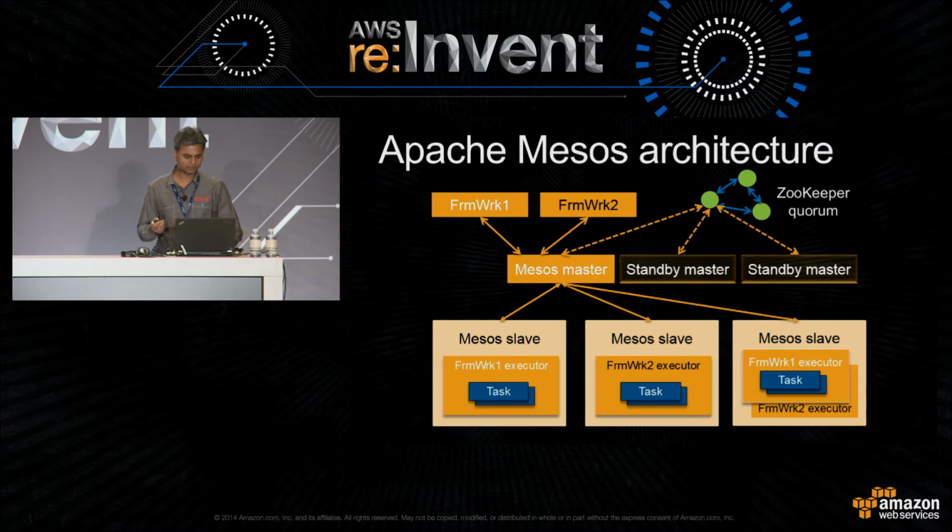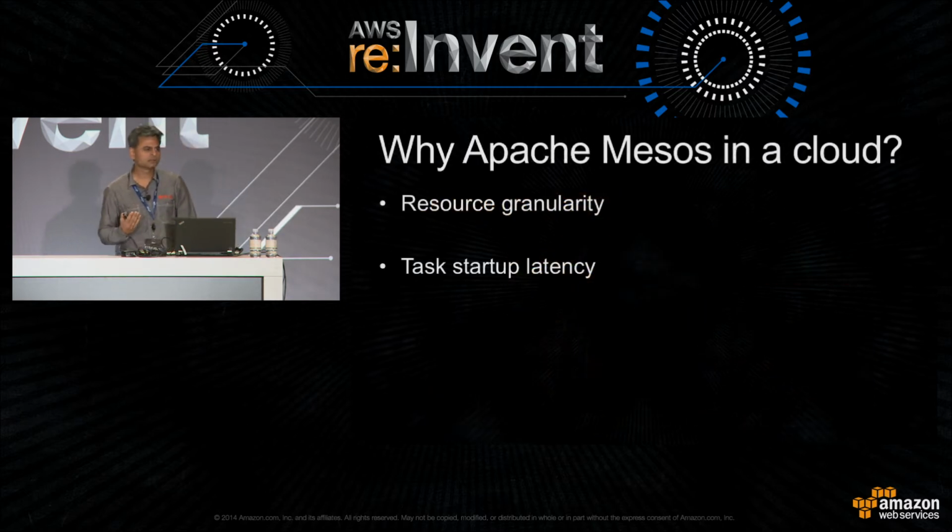So that's basically how the architecture looks. So why use Mesos on top of an elastic cloud? For us, there are two reasons.